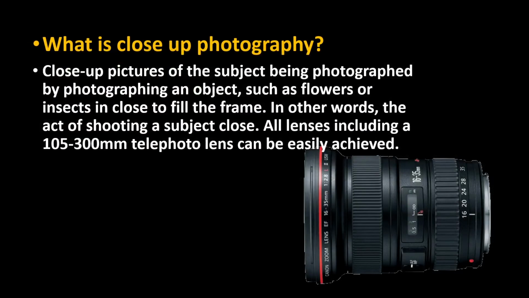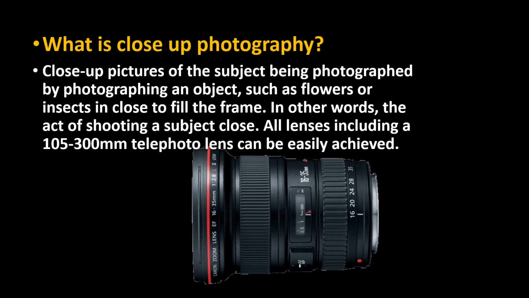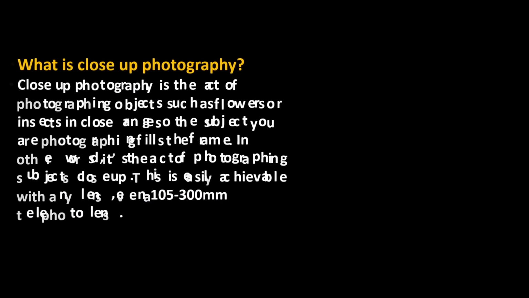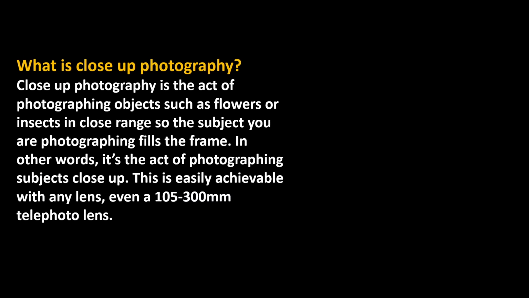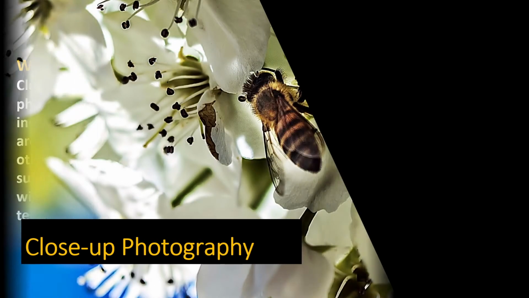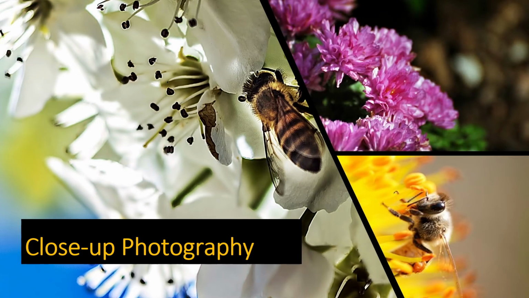Then, what is close-up photography? This is a close-up picture of the subject, photographing nearby objects such as flowers or insects to fill the frame. In other words, the act of photographing the subject up close. You can easily do this with all lenses, including 105 to 300 mm telephoto lenses.